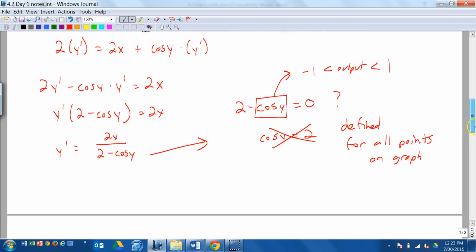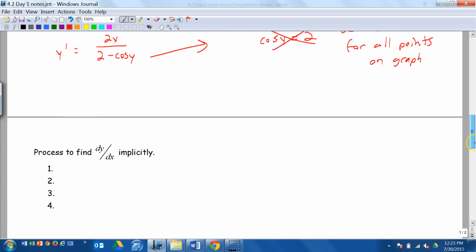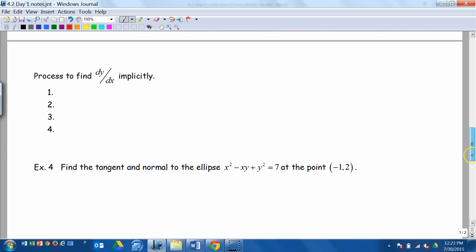Okay. Now, again, we've been doing this, but let's list the process we've been using to find these things. The first thing is differentiate both sides.